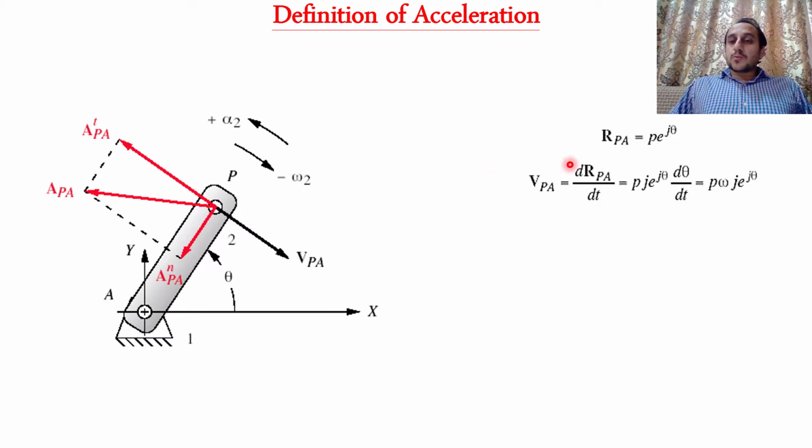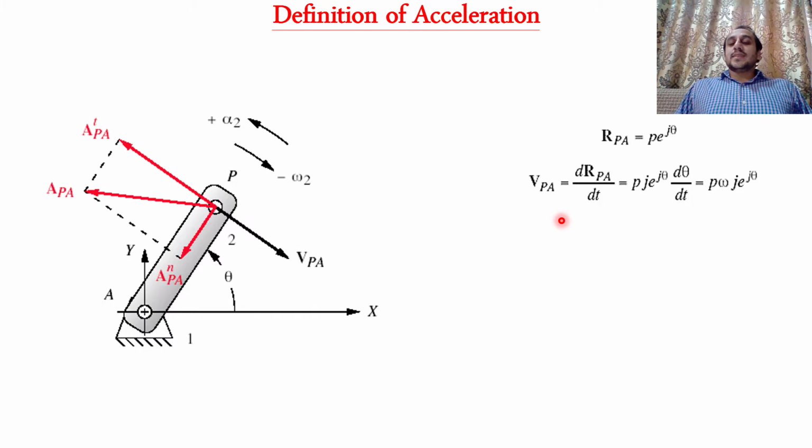So once again we will start with what? We will start with the position vector equation, which is RPA is equal to P e raised to power j theta, where P is the length of this vector or this link, and theta is the angular displacement of this link. ठीक है जी. So ये हमने क्या किया था previous step में, previous lecture में, we took the time derivative of this one and we have this equation. So this is the velocity equation.